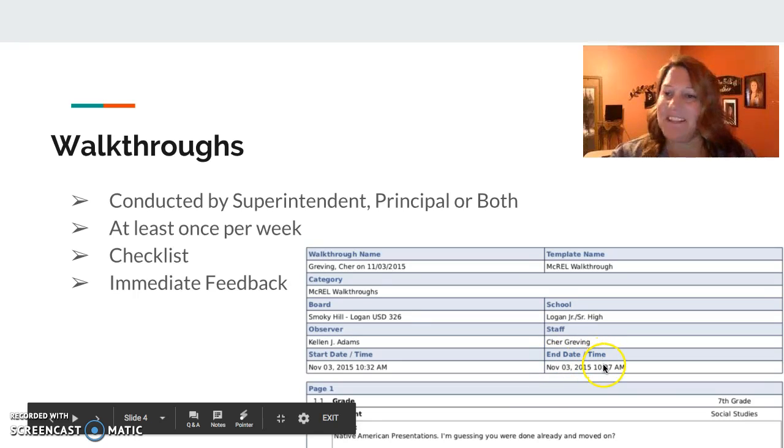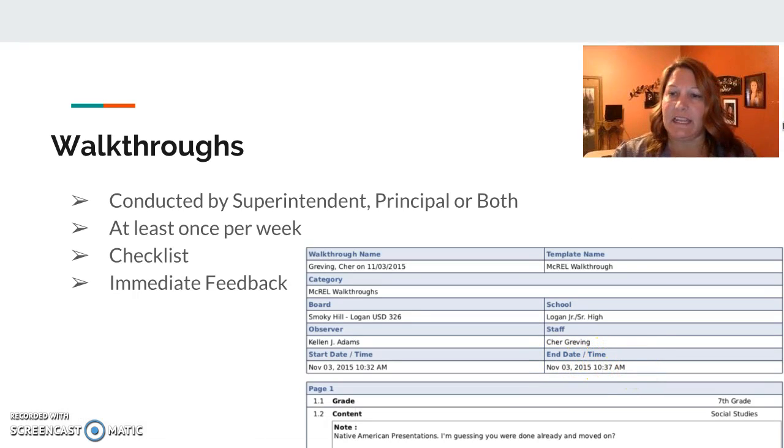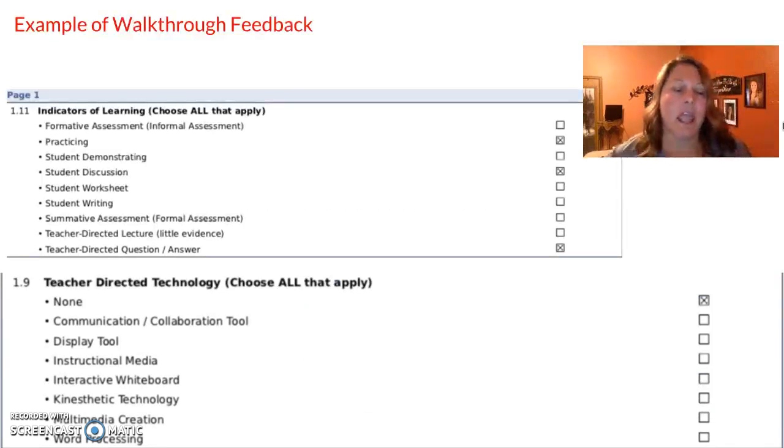Time started, time ended. You can see it's exactly 5 minutes. Shows that he was in my 7th grade social studies class. And then a couple of other components of the McREL. I just snapshotted a couple of sections here for you to see. This is what I get back in an email.